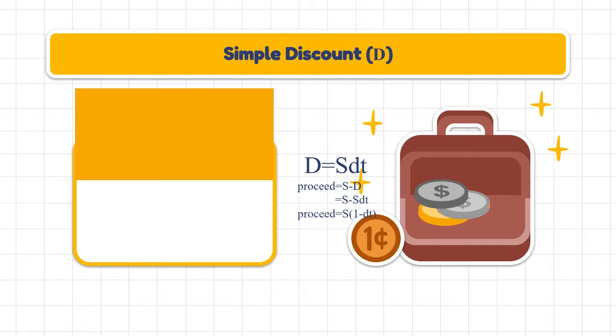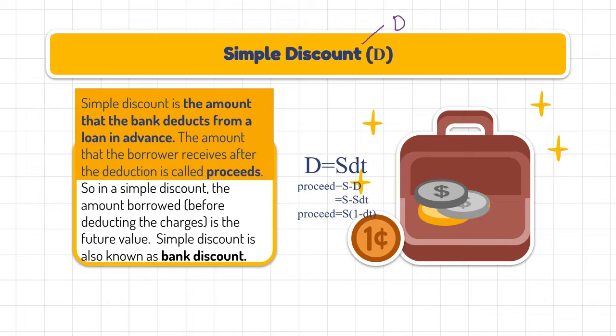Simple discount is represented as capital letter D. What is simple discount? Simple discount is the amount that the bank deducts from a loan in advance. The amount that the borrower receives after the deduction is called proceeds. So, in a simple discount, the amount borrowed, which is the amount before deducting the charge, is the future value. Simple discount is also known as bank discount.